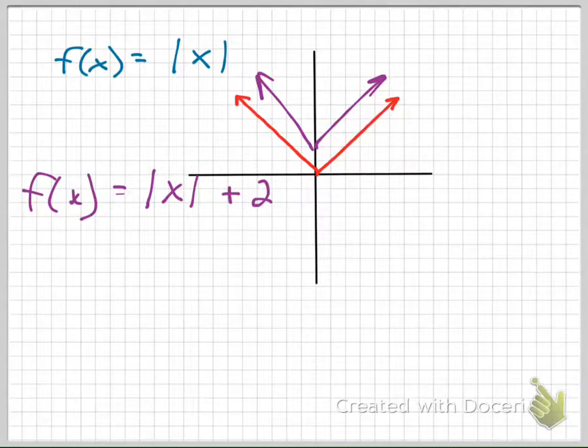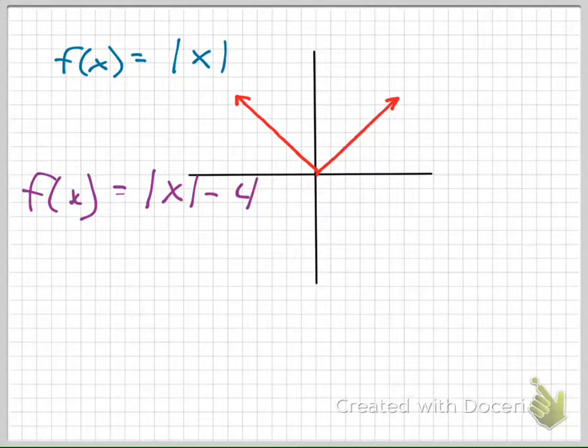It gets shifted up 2. Make sense? Okay. What if I had this and it wasn't a plus, it was a -4? What would happen? It's down 4. Same thing compared to the parent function, except it's shifted down 4. Make sense? Okay. What if I did this, though? Here's the weird, tricky one. What if I have a +3 inside of the absolute value? Here's the tricky part. Pay attention.